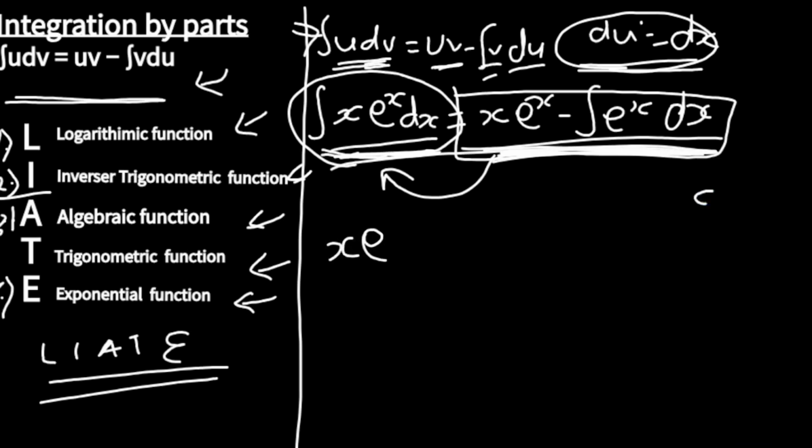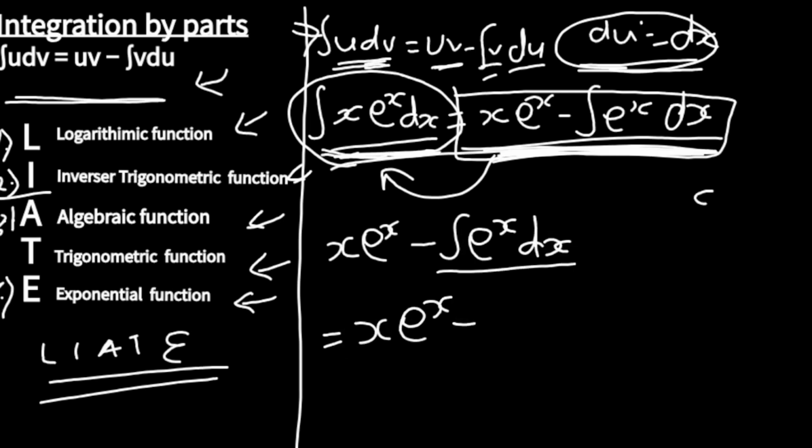We have x exponential x minus the integral of e^x dx, right? So that is going to be x exponential x minus, what is the integral of exponential x with respect to x? It is still exponential x plus c. Remember to add the constant c, because we are integrating an integral with no limits. Whenever you integrate an integral with no limits, you must add the constant c. And whenever you are integrating an integral with limits, you will leave out the constant c.